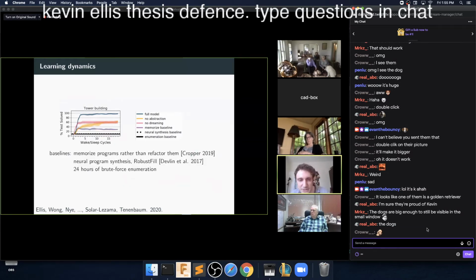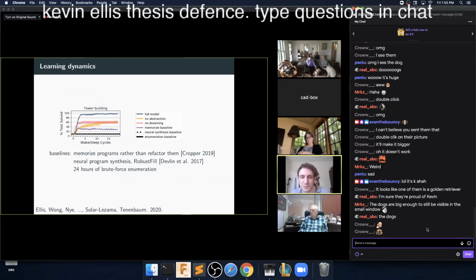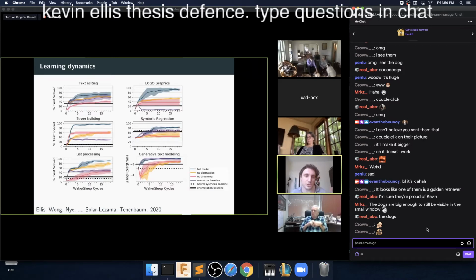We can also compare with a range of baselines. So for example, you might be thinking, do we really need this complicated refactoring algorithm? Like, could we just memorize programs wholesale? And it turns out if you memorize them, it doesn't work as well. You can compare with the state-of-the-art in neural program synthesis, a robust flow model, or I think a very critical baseline is this enumeration baseline, which just does a bunch of brute force search without any learning. And if you look across many different domains, you get the same kind of global picture, that you really do need both of these sleep cycles, and that learning unfolds over usually 5 to 10 wake-sleep cycles.